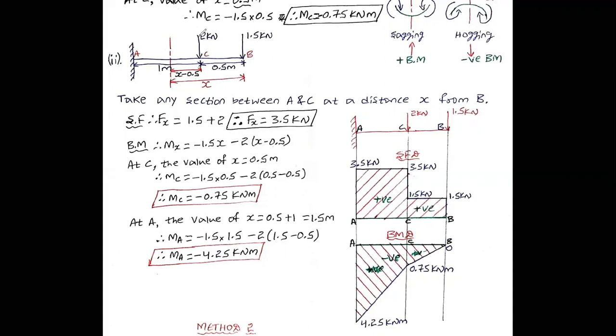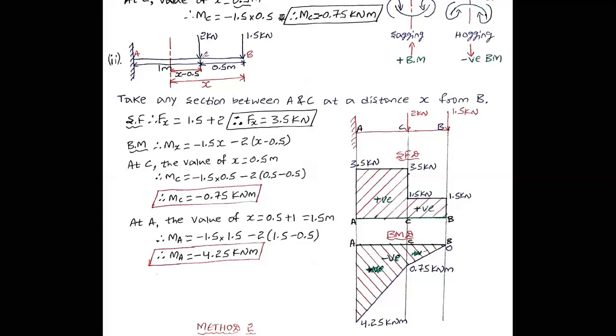One more load is acting, it is also acting downward, or in clockwise direction, so minus sign, minus the distance from C up to the section. You know that from B up to the section the distance is x, but I want the distance from C to the section. BC distance is 0.5 meter, so x minus 0.5 will give you the distance between C and the section. Therefore, it is x minus 0.5.